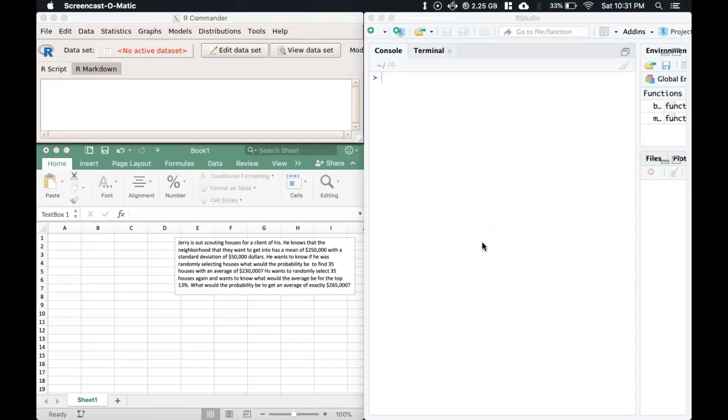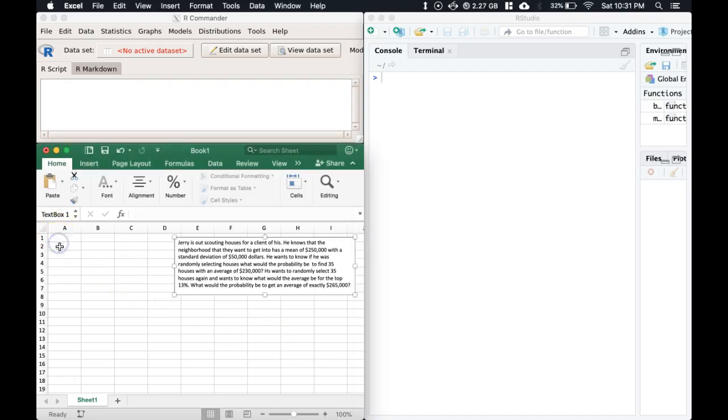Okay, you guys, let's go ahead and do a sample with respect to the central limit theorem. All right, so here we've got our scenario. Jerry is out scouting houses for a client of his. He knows that the neighborhood that they want to get into has a mean of $250,000 with a standard deviation of $50,000. All right, so let's start off with just setting up what our mean and our standard deviation is.